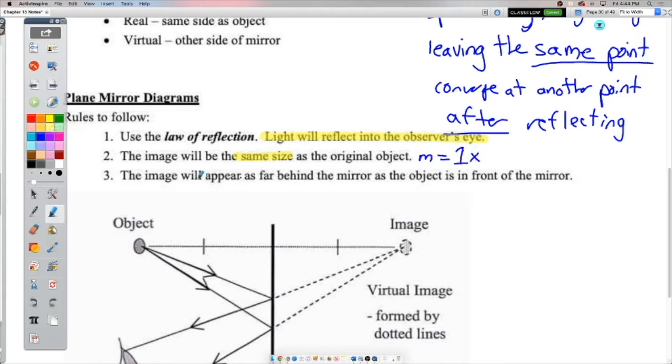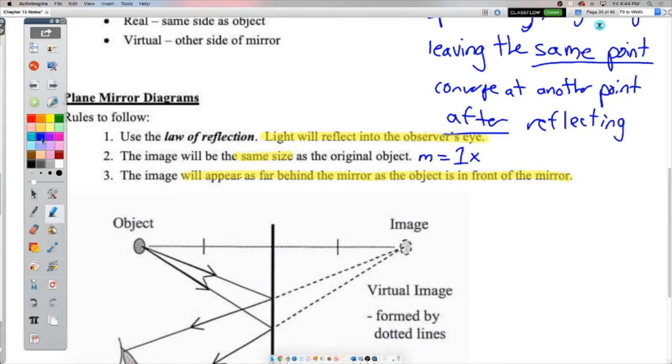The image will appear as far behind the mirror as the object is in front of the mirror. So again, think about you brushing your teeth in the morning. If you're about 2 feet away from the mirror, how far away does your reflection look? Well, 2 feet behind the mirror. They look about as far away from you as you are from them. The wall behind you as you're brushing your teeth looks further away in the mirror because it's further away from the mirror on the real side of things, okay?